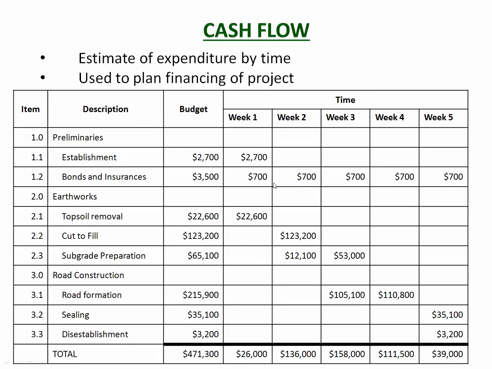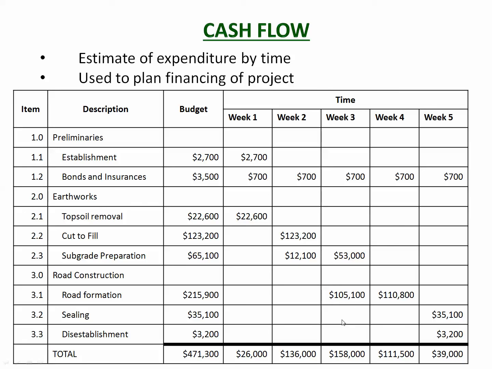The bonds are happening over the duration of the project, so that's $3,500 spent in 5 lots of $700 over the 5 weeks. The subgrade preparation, we start in week 2 and we do most of it in week 3, so it's split over those two there. So what you get out of that is this amount split over. So week 1 we expect to spend $26,000, week 2 $136,000, and so on.